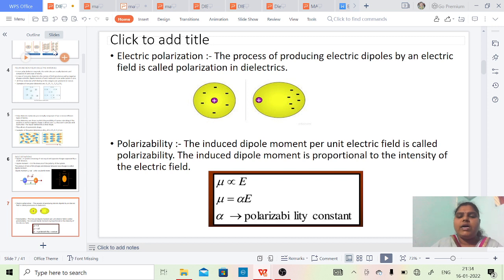That is, we are considering the dipole moment as mu and the electric field as E. Those are proportional to each other. So mu equals alpha into E, where alpha is the polarizability constant. Here, alpha is the coefficient of polarizability.